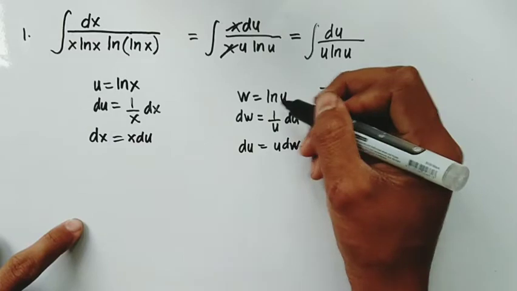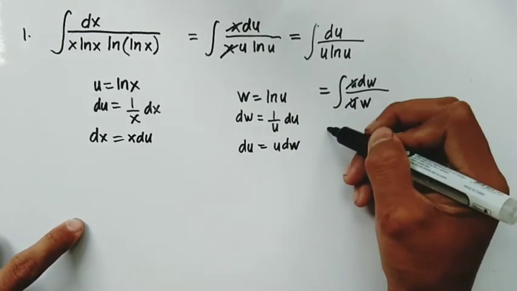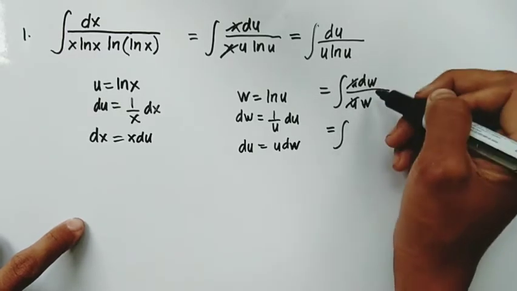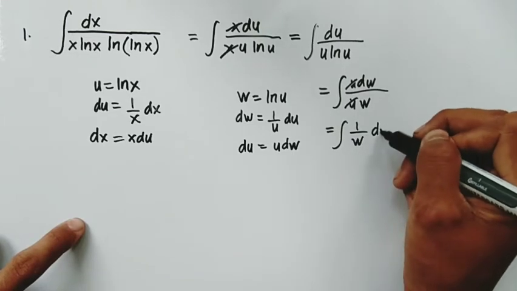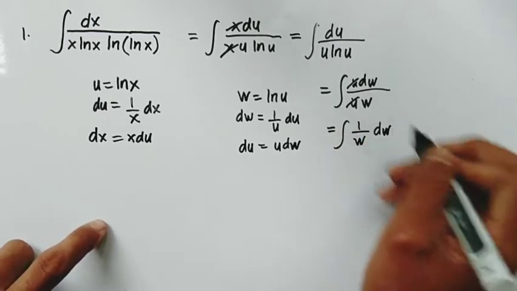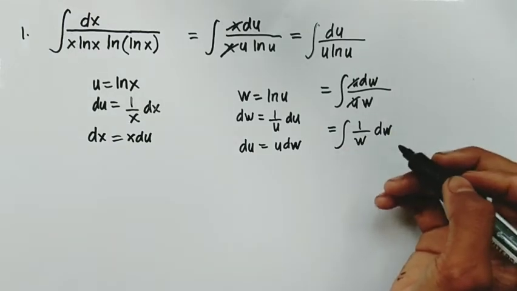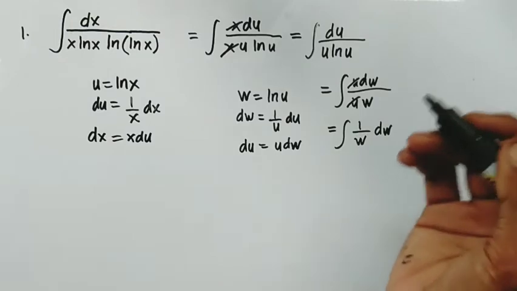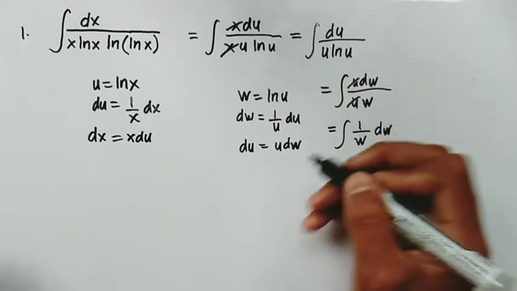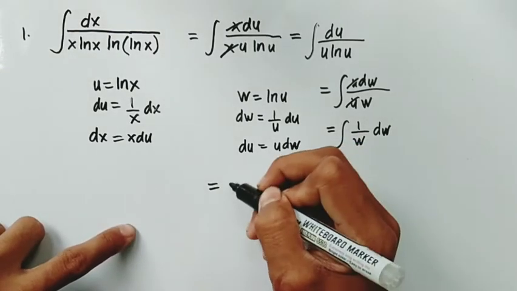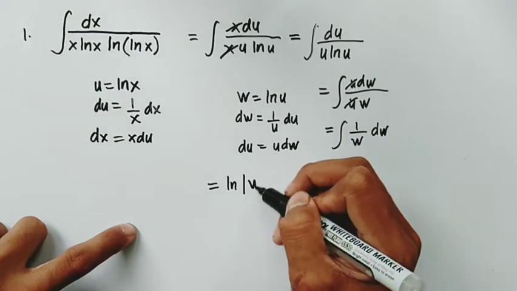Tapos u, ln of u, pinalitan natin na w. Makikita natin etong u na dalawa, makakancel. Matitira sa atin is dw over w or 1 over w dw. Nilabas ko lang yung dw. And etong integral, meron tayong general formula dito. Kapag meron tayong integral of 1 over u du or 1 over x dx, and dito 1 over w dw, ang integral lang niyan is ln, absolute value of kung ano yung variable na ginamit natin, ln of w.